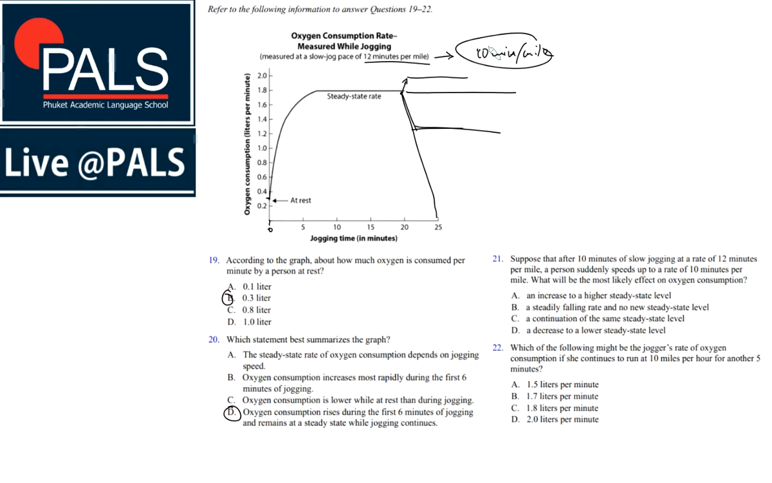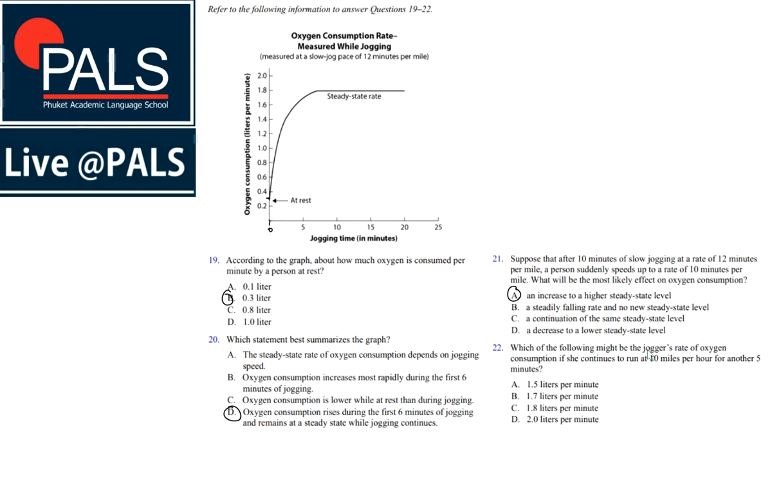So since we are running faster, again, the oxygen consumption would go up. The only option that gives us an increase is A, to a higher steady state, which makes sense because the person would continue running at this pace. So that makes most sense. So the best answer here is A.